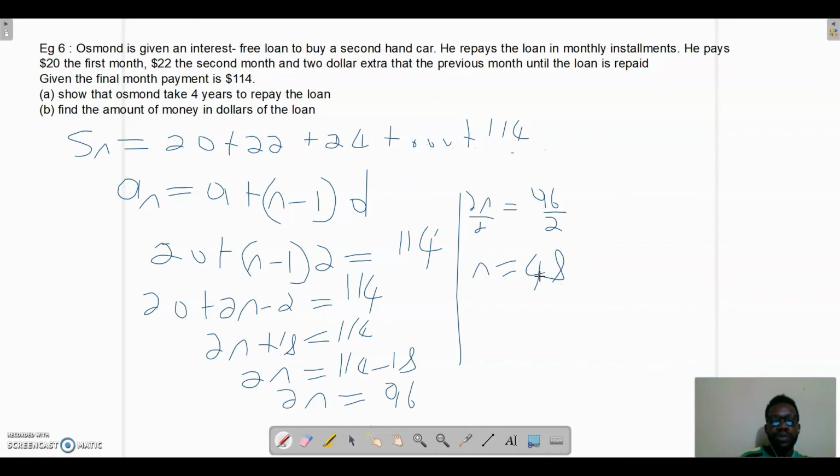Alright, but we know that 48 months is equal to 4 years. So this is in months. So 48 months equal 4 years. So therefore, Osman took 4 years to repay the loan.